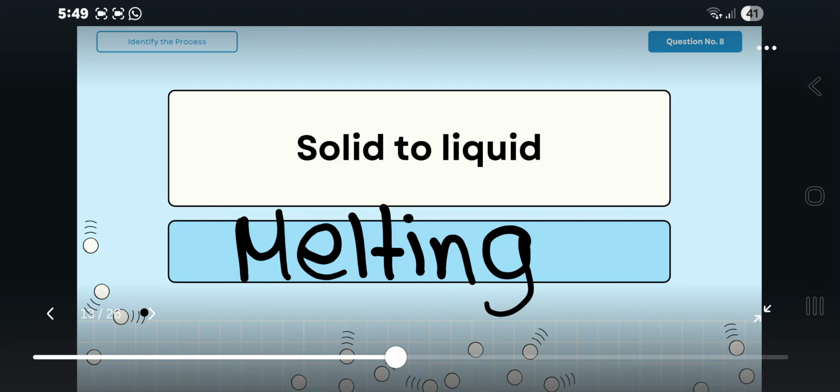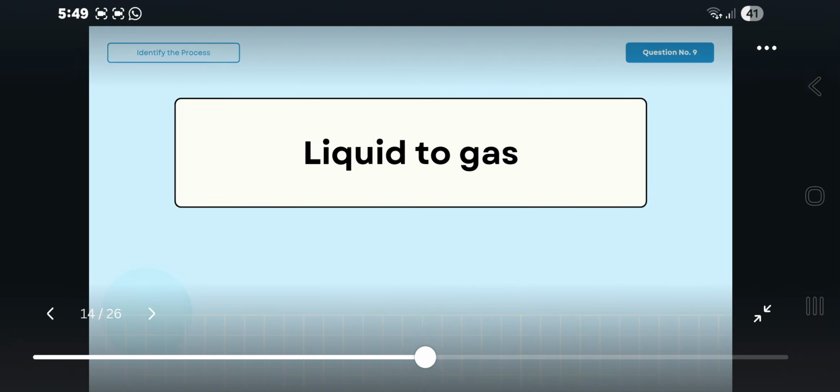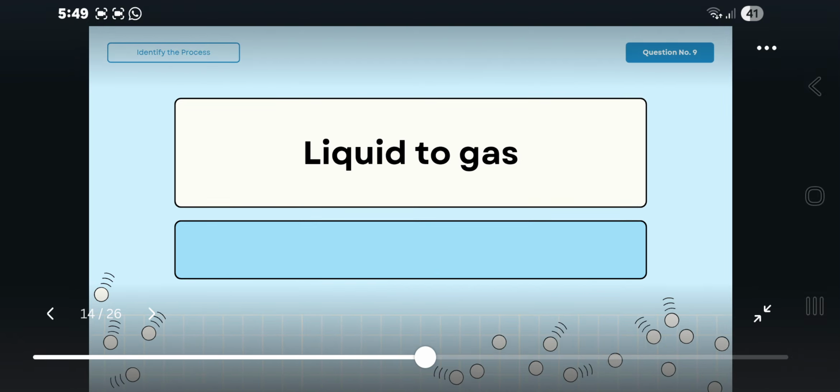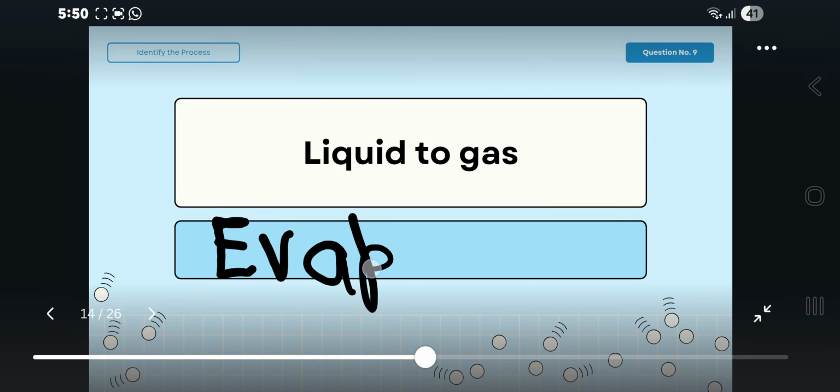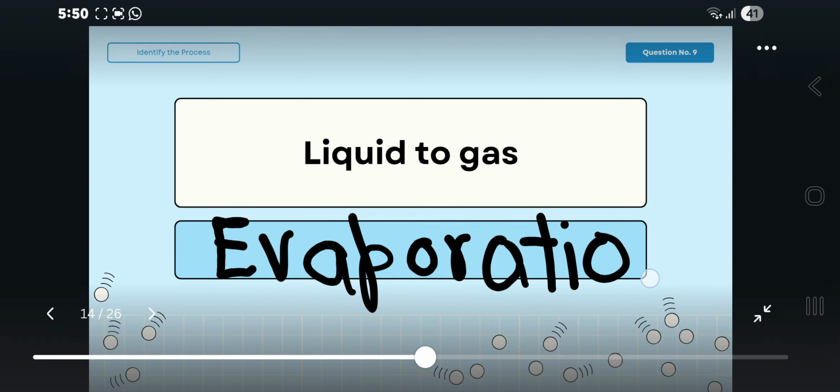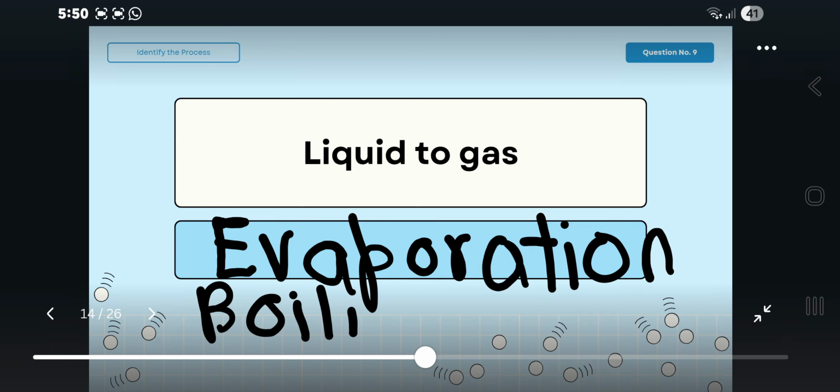Let's move on. Whenever liquid changes to gas, what is this process called? Evaporation, also we can call it evaporation. You can write evaporation, and you can also write boiling. Okay, both answers are correct for this. Boiling. Move on.